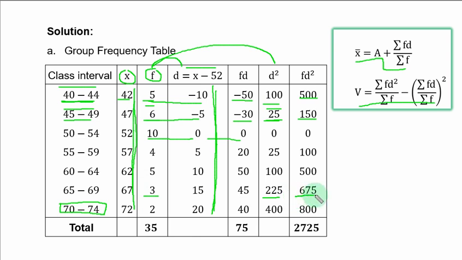From the formulas, we need summation of frequencies, you add it and you have 35. We need summation of fd, if you add this column down, you have 75. And we need summation of fd squared, and when you add this column down, you have 2725. With this, you can find the required parameters.